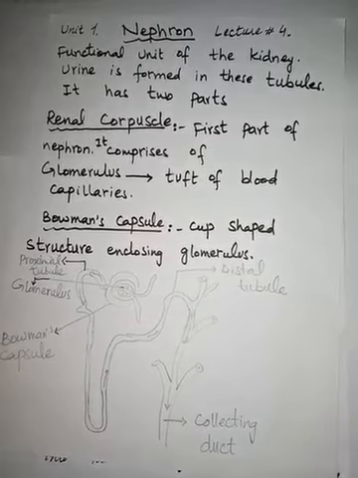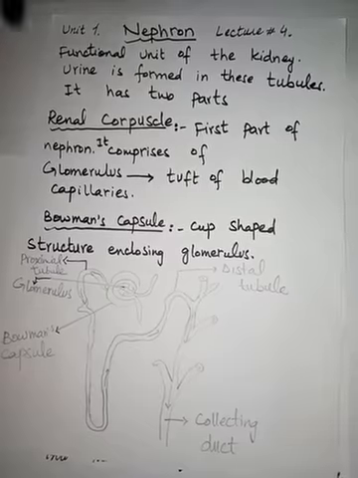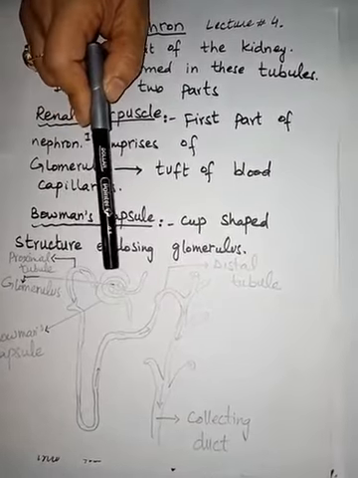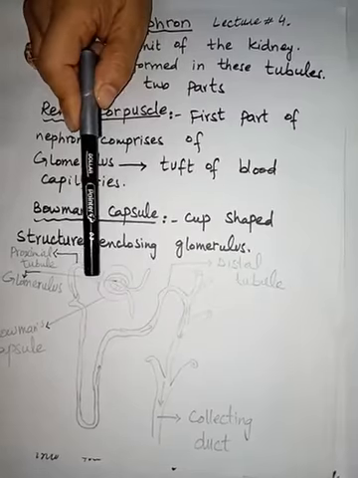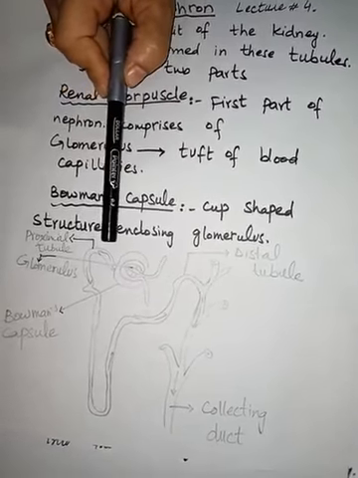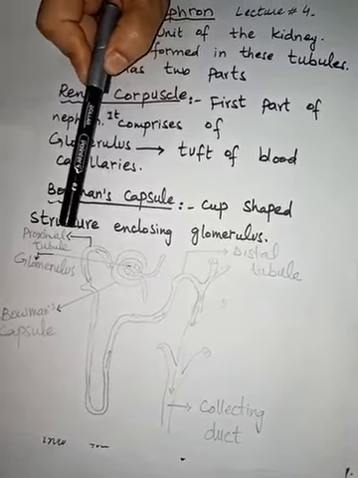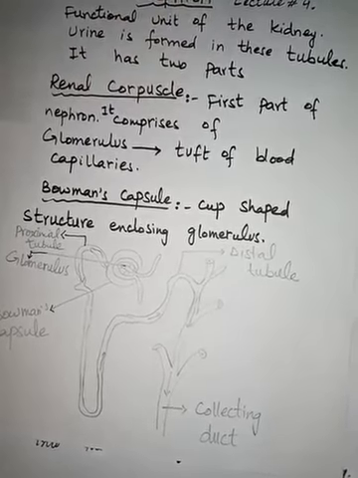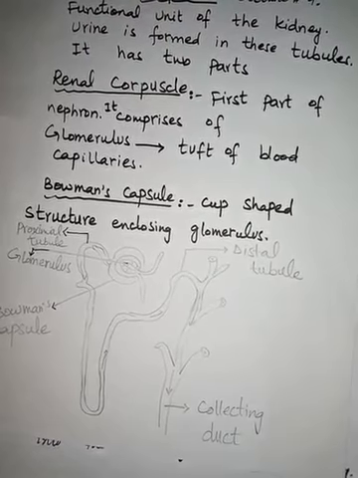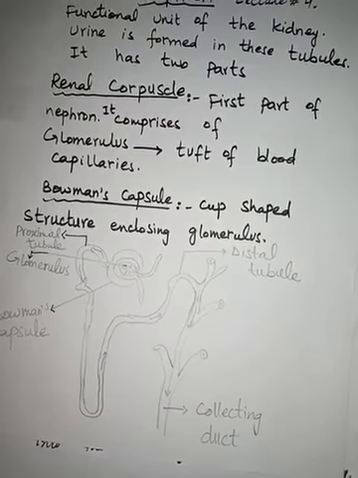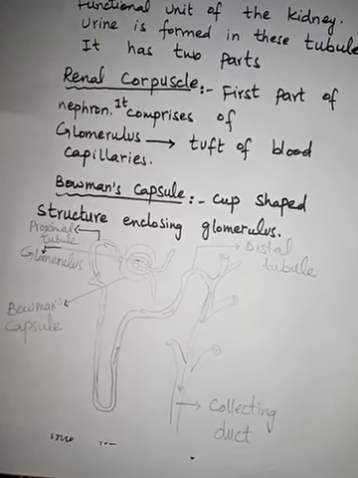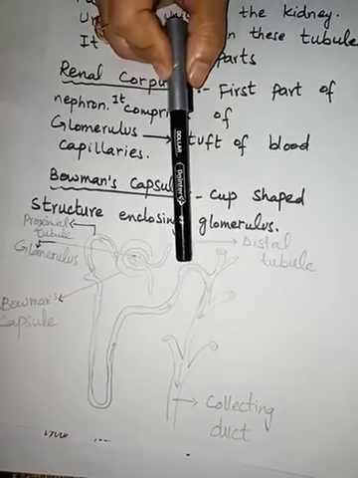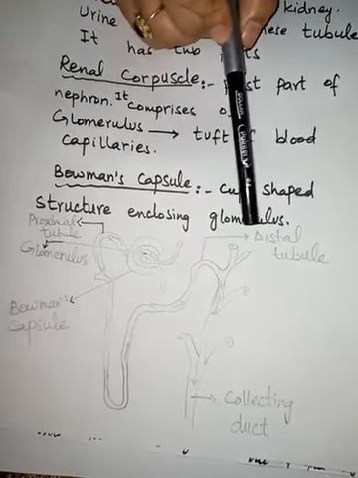The first coiled part of the renal tubule is called the proximal tubule. This is the part starting just after Bowman's capsule, and this is the first coiled part of the renal tubule, the proximal tubule. The next part is U-shaped and it is called the loop of Henle. The last part of the renal tubule is again coiled and it is called the distal tubule. This is the last part of the renal tubule and it is known as the distal tubule.